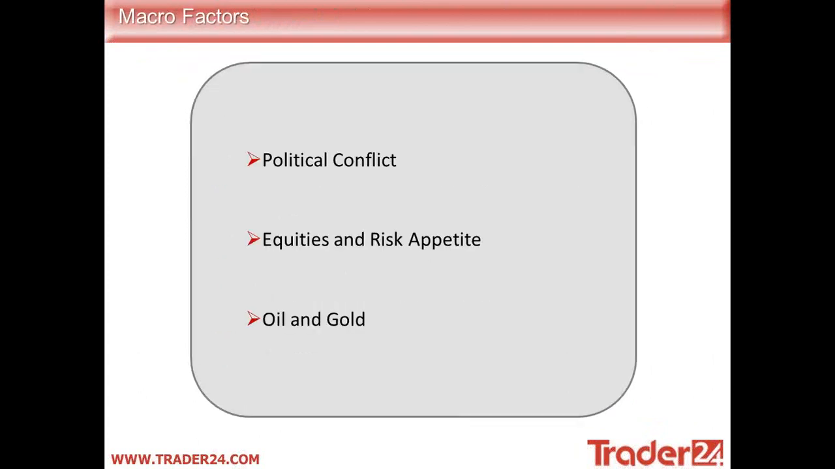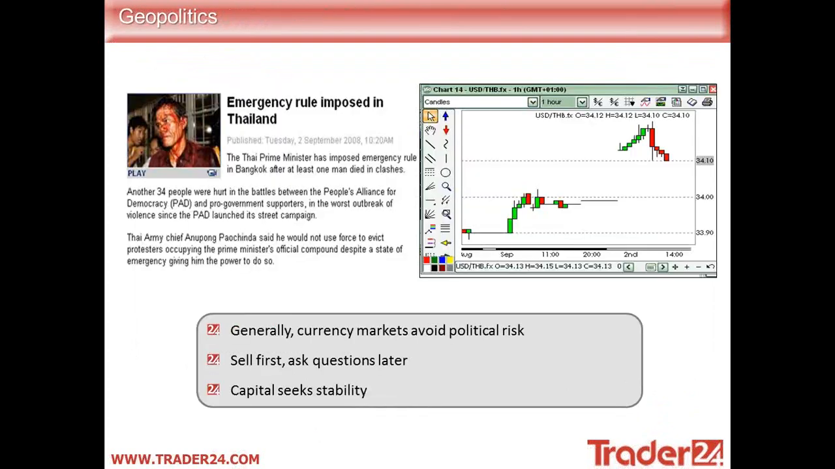Okay, so some of the macro factors that we're going to look at today are political conflict, equities and risk appetite, and then some of the correlation between oil, gold and currencies as well. Just as an example, if we went back to 2008 and had a look at Thailand: emergency rule in Bangkok asked after at least one man died in clashes.